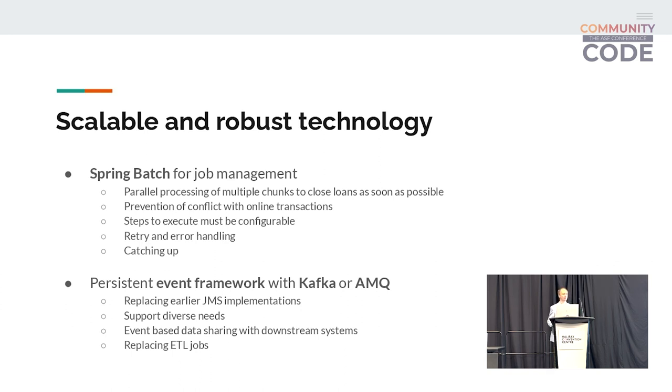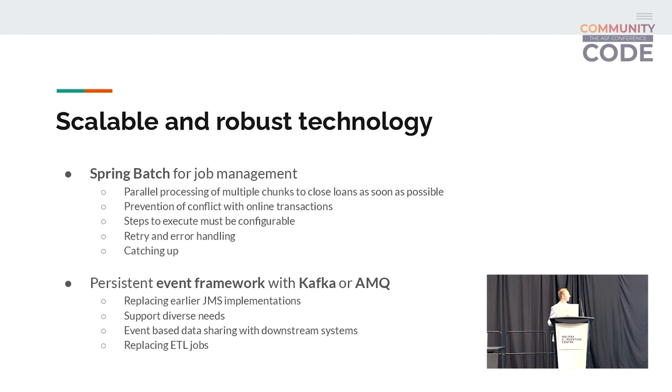There was one more thing which served the robustness of Fineract, which happened in the last year: the event framework has been rewritten or strengthened. There's a persistent event layer today in Fineract, replacing the earlier JMS implementation. It supports diverse needs of the customer as well, so you can replay events from now. At-least-once delivery is added.